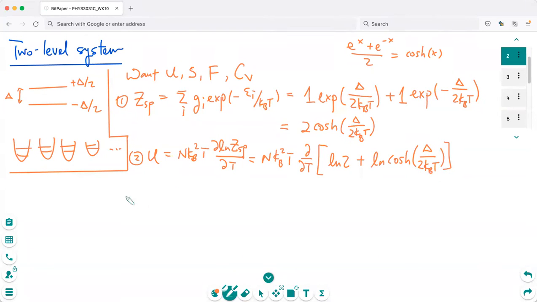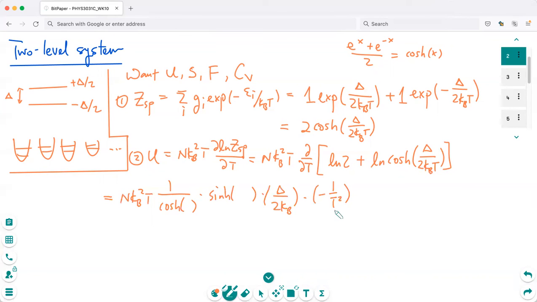And the next line is what I don't like to do. Easy to make mistake. Okay, log 2 disappears, so I will take the derivative of this log, of course. So I will have 1 over cosh of everything inside. And then I differentiate cosh, I get sinh, hyperbolic sine, of everything inside. Then I have to differentiate everything inside. I get delta divided by 2 kB. That's the next thing. Then I differentiate 1 over T. I get minus 1 over T squared.